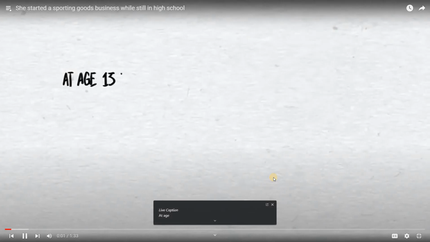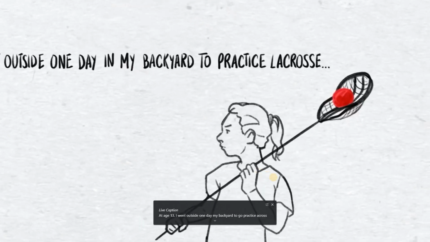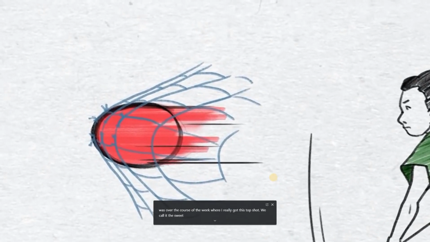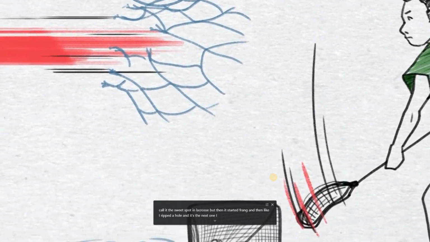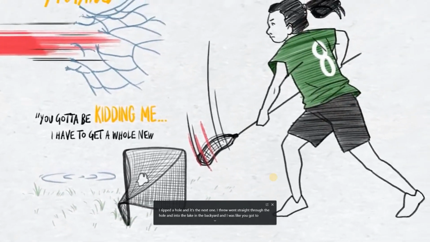At age 13, I went outside one day in my backyard to go practice lacrosse. It was over the course of the week where I really got this top shot. We call it the sweet spot in lacrosse. The net started fraying, and then I ripped a hole in it. The next one I threw went straight through the hole and into the lake in the backyard. And I was like, you gotta be kidding me. I have to get a whole new goal.